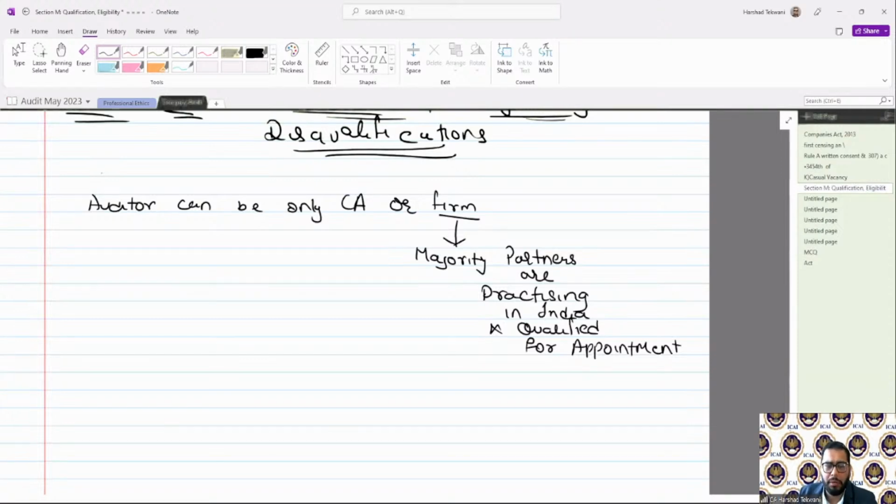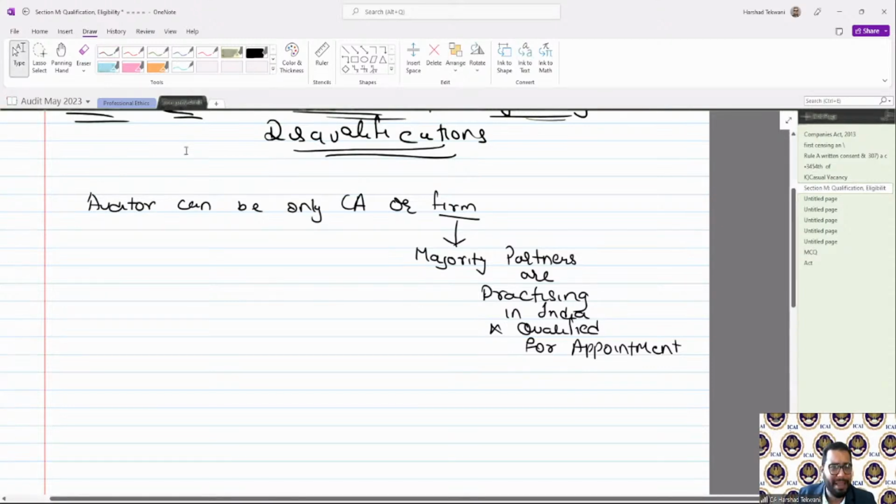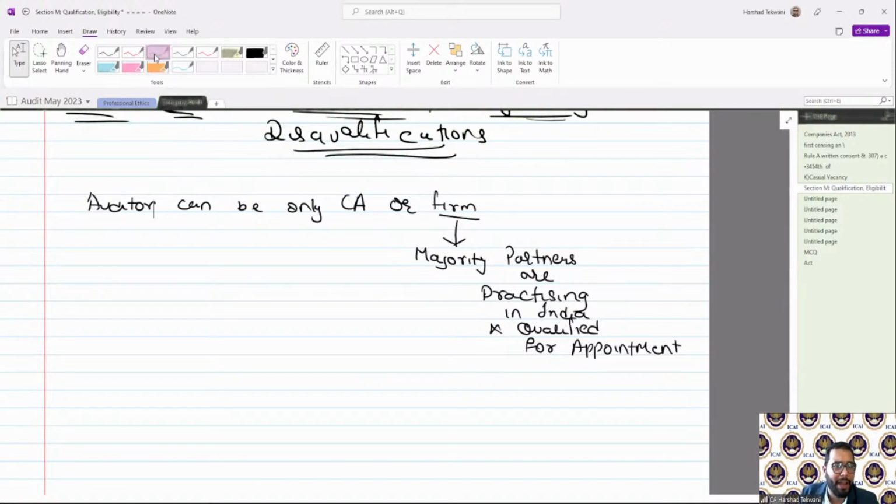as an auditor. Now, the firm which has other partners other than the CA in practice shall not be permitted to sign on behalf of the firm. So an auditor can only be a CA or a firm with majority partners practicing in India or qualified for appointment, and to sign the report on behalf of the firm, they shall be chartered accountants. That is pretty much the basic of section 141 of the Act.